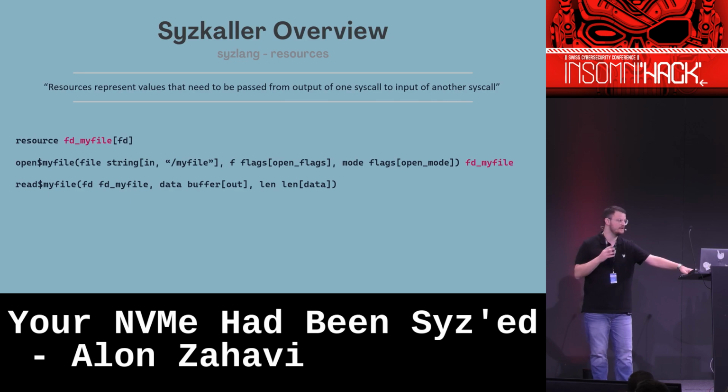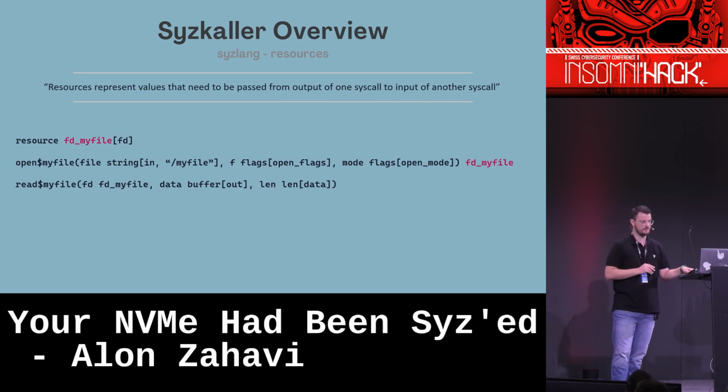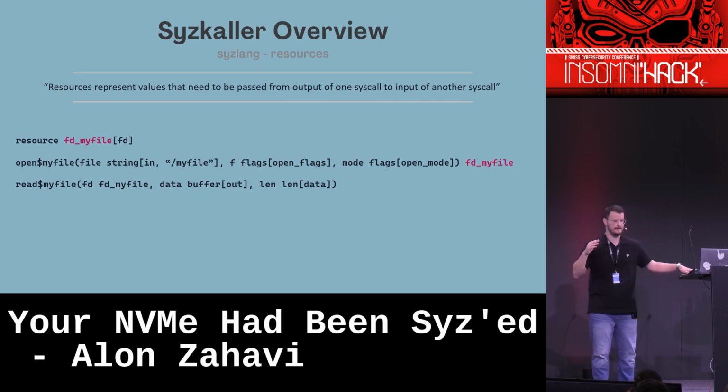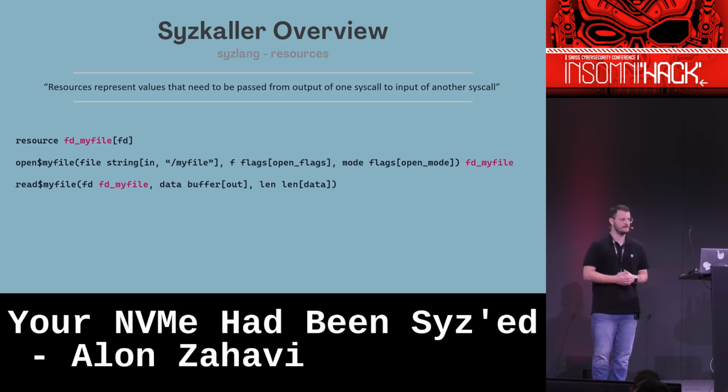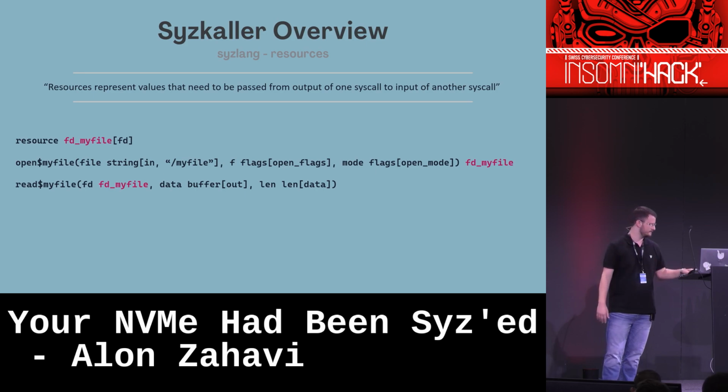Last, we need to use the file descriptor. So we use here the read my file that you already saw in the previous slide, and we pass it the fd_my_file file descriptor. So always we're going to read from my file.